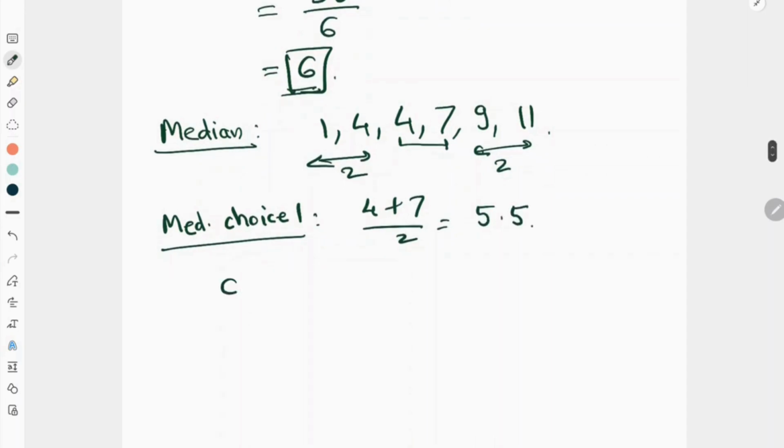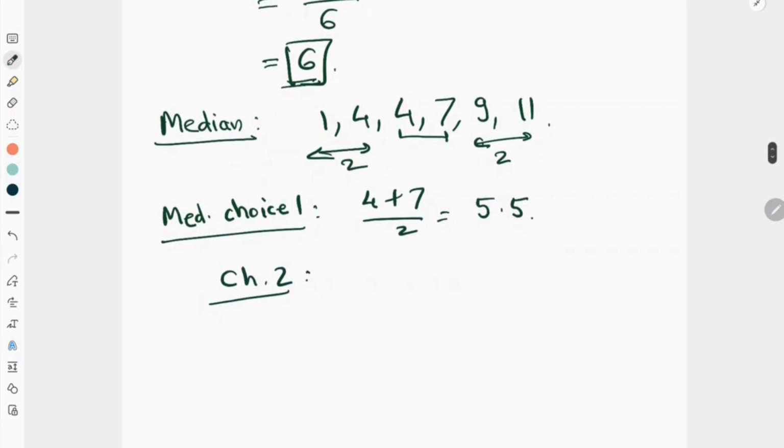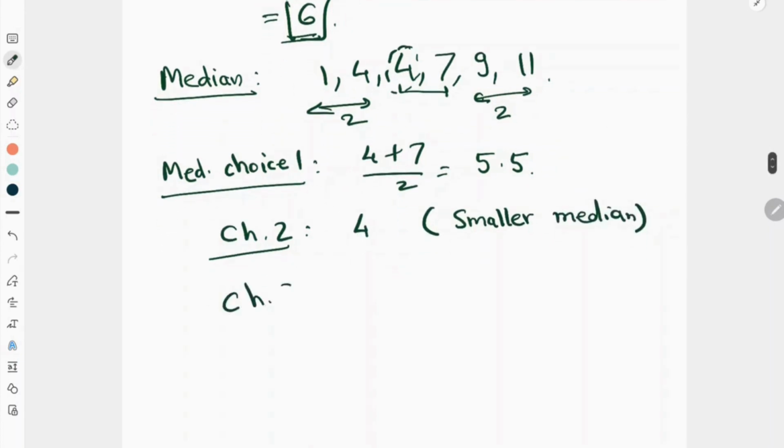Sometimes people use this. Choice 2 is the left median, or the smaller of the two medians. If they are equal, then that's the median, but the smaller of the two medians, which in this case will be 4. This is the smaller of the two medians. And choice 3, you report both numbers, 4, 7. Think of it as a vector valued function, or a vector valued result. This tuple is the median.